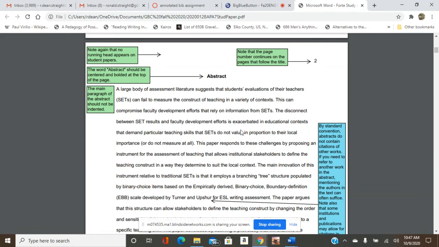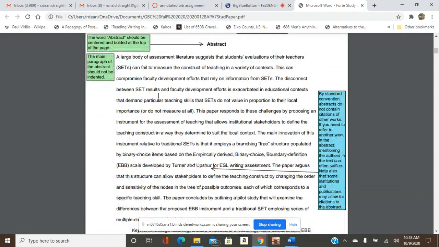The word abstract is centered because, remember, titles and key elements get centered. They're what we would call the top tier headers on a paper. They always are centered in bold, period. That's it. Nothing else. Not underline, don't dress them up. For the abstract, there is no indent on the first paragraph.